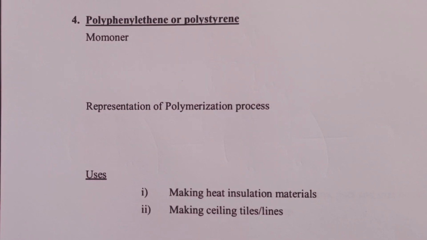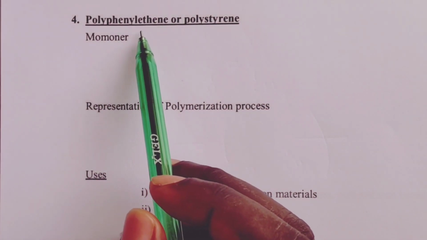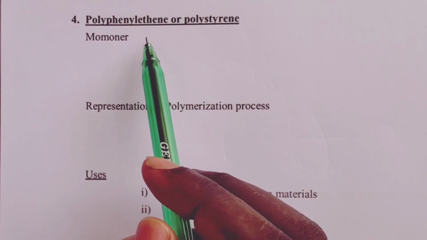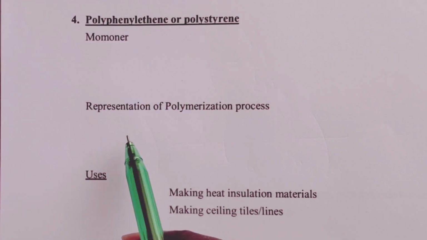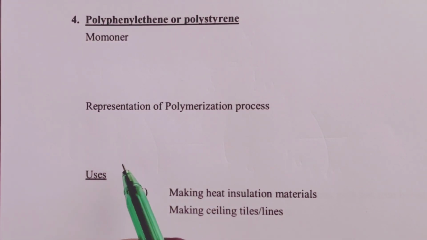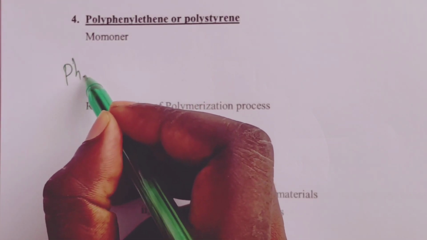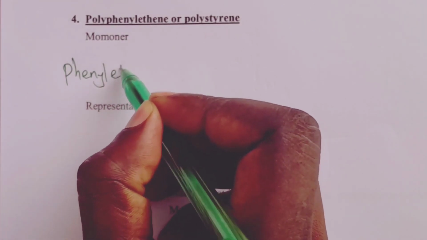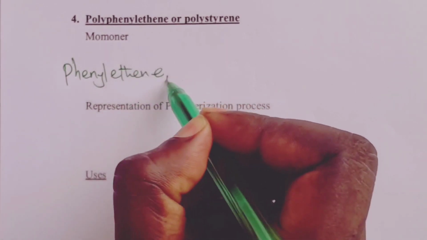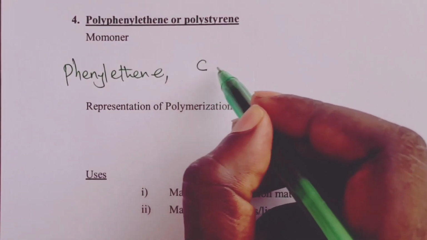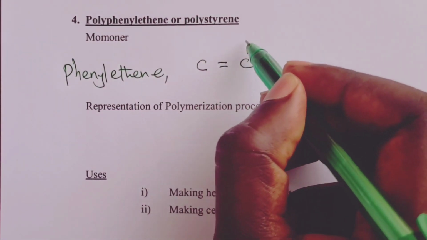The fourth addition polymer we present is polyphenylethene, which is known out there as polystyrene. The monomer is phenylethene. Now, phenylethene can be represented in two different ways.